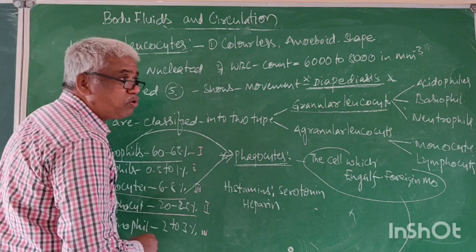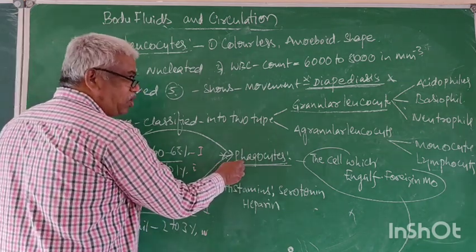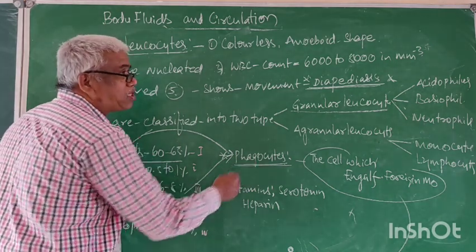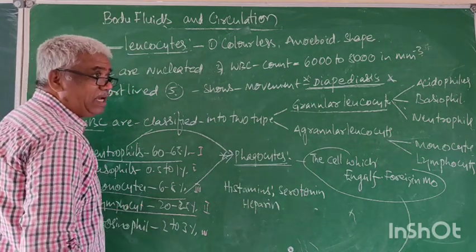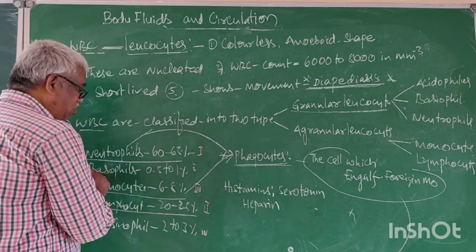Neutrophil. What is the function of neutrophil? Phagocyte. What is the function of monocyte? Phagocyte. A granular phagocyte. That is monocyte, granular phagocyte. Neutrophil. Right.